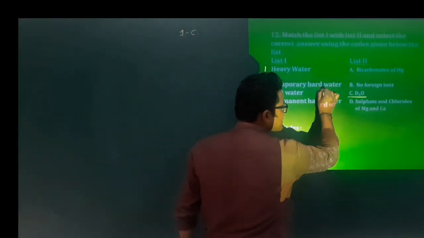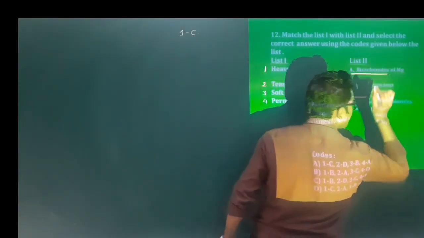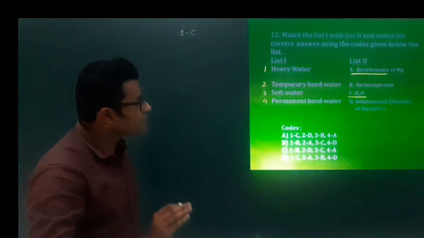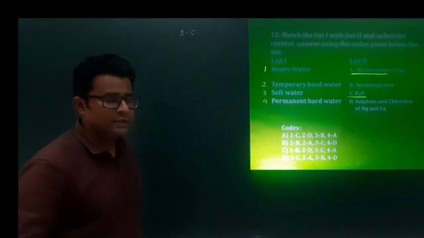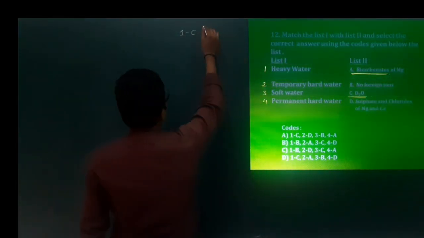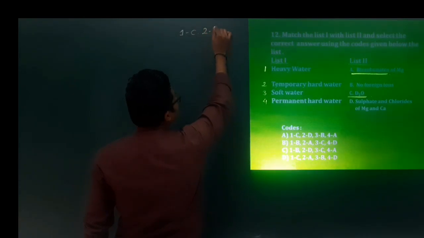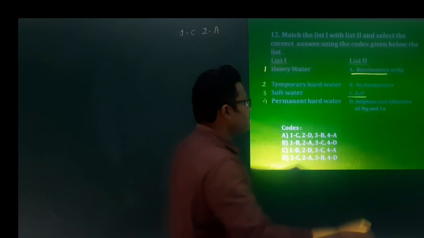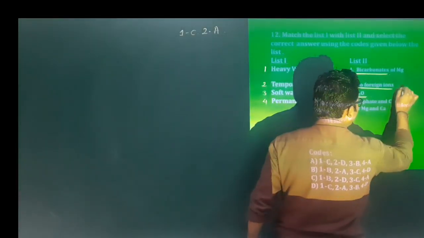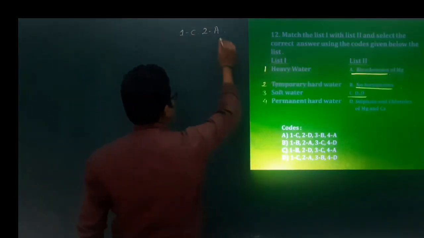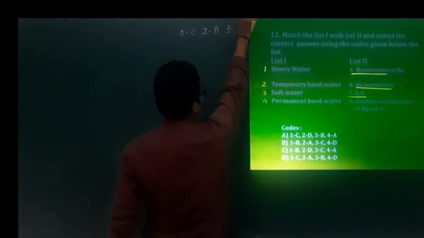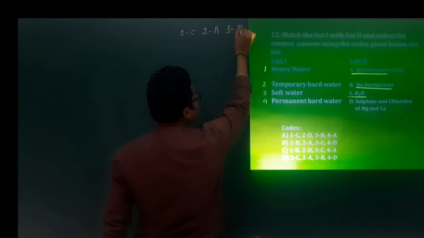Temporary hard water is formed because of the bicarbonates. It can be of calcium, it can be of magnesium. Not a problem. In this particular case, they have given us magnesium. So 2, I would say it as A. 3, soft water because there are no ions. So therefore 3 goes with B over here.